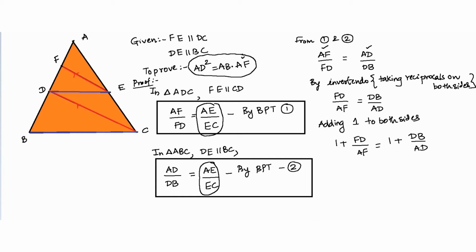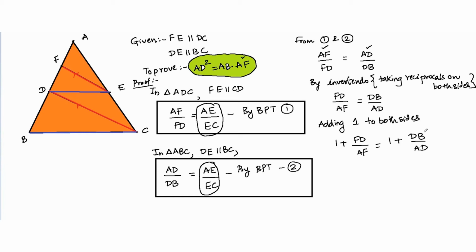In this final expression that I have, I don't have FD anywhere. Correct? I don't have FD anywhere. So if I add 1 on both sides, when I take the LCM, the numerator is going to become AF plus FD, which is actually equal to AD, right? So this numerator will therefore become AD, and that is quite desirable because I want AD square.